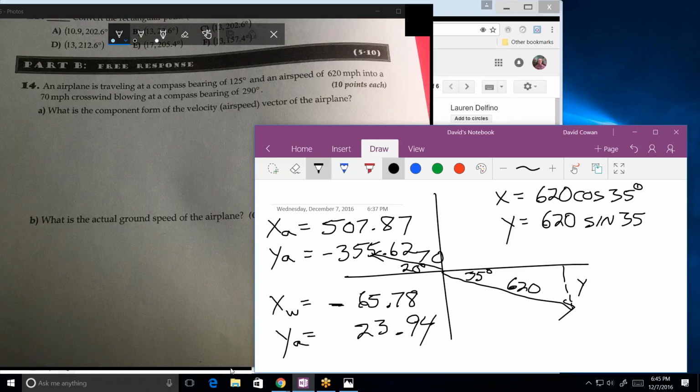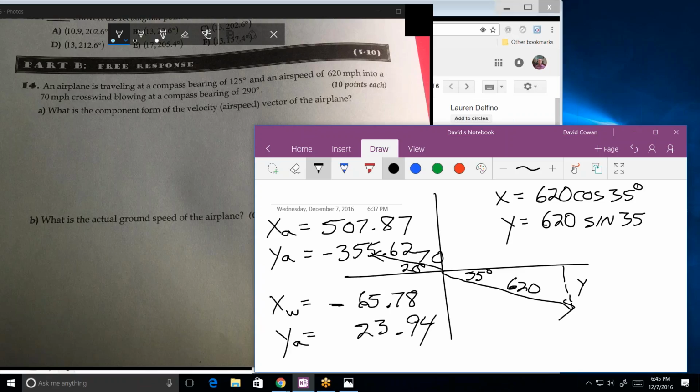Okay, and part A is this part, the x and y components of the airplane. Wait, that's it? Yeah, this top part. In other words, question A says, what's the component form of the velocity vector of the airplane? Okay, no, I apologize. We're not able to do that yet. We got to combine them.